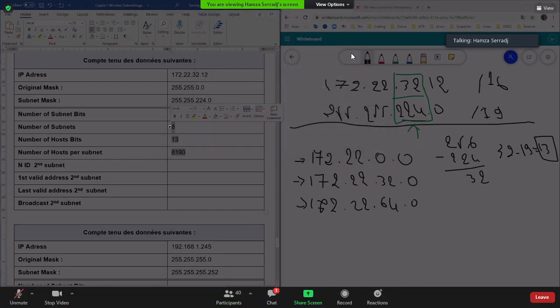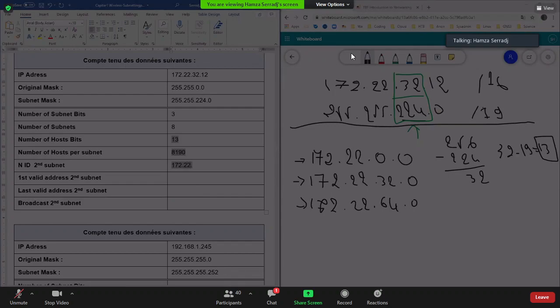So I will have 8 subnetworks, and in each one I can have 8,190 valid IP addresses for a device or computer. Okay. Second network ID, we already got it.